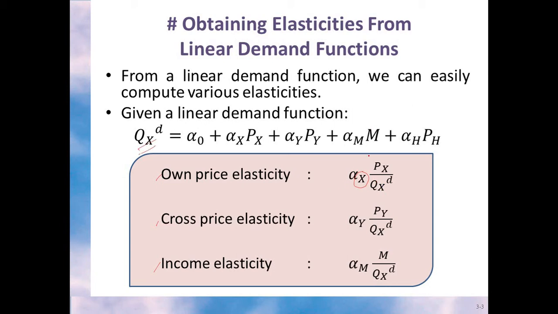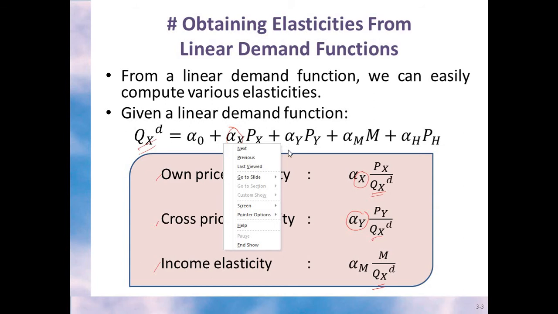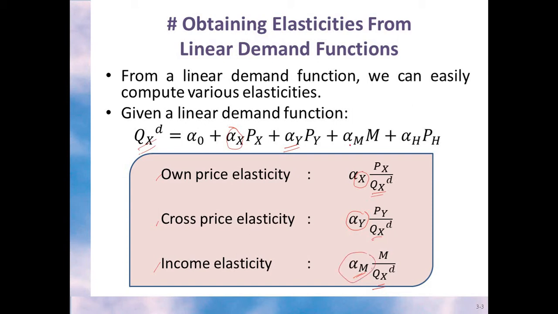If you look at all these three formulas, the denominator is the same, the Qx. What is different is the alpha. For own price you take the alpha x. You see here, this is the alpha x. For Qy you take the alpha y, and for the alpha m, we take this here from the function.